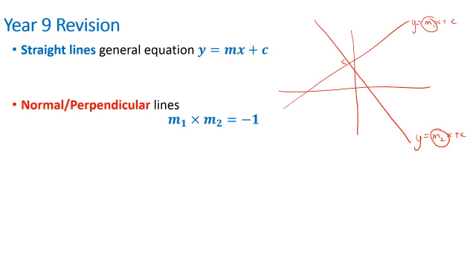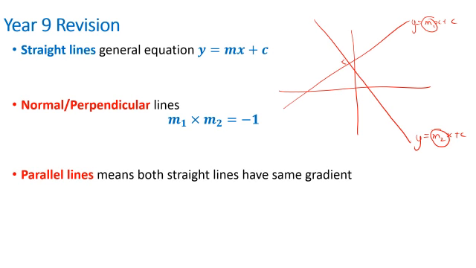That is then perpendicular. Okay? And the last thing you learn is parallel lines means both straight lines have the same gradient. What does that mean? Well, if you have two lines that have the same gradient, y equals m1 x plus c and y equals m2 x plus c, it just means that m1 and m2 are the same, but not necessarily c, hence why they're parallel. Okay, same steepness, different y-intercept.